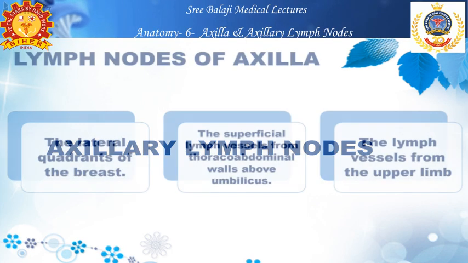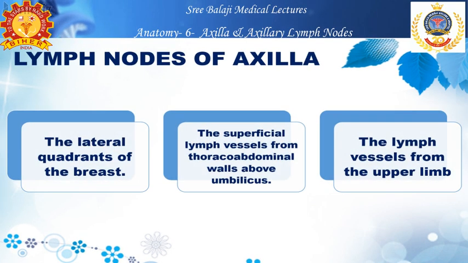These lymph nodes of the axilla drain the lateral quadrants of the breast, the superficial lymph vessels from the thoracoabdominal walls above the umbilicus, and the lymph vessels from the upper limb.